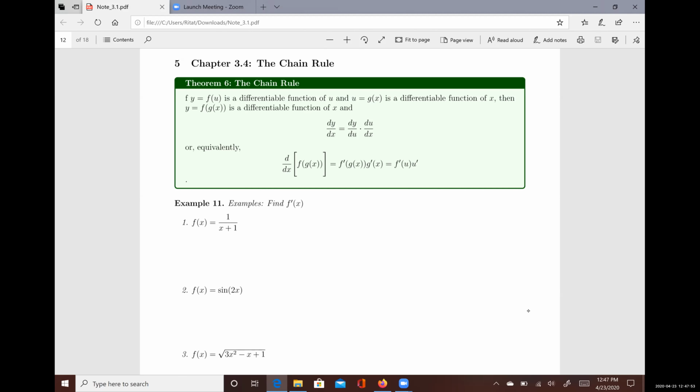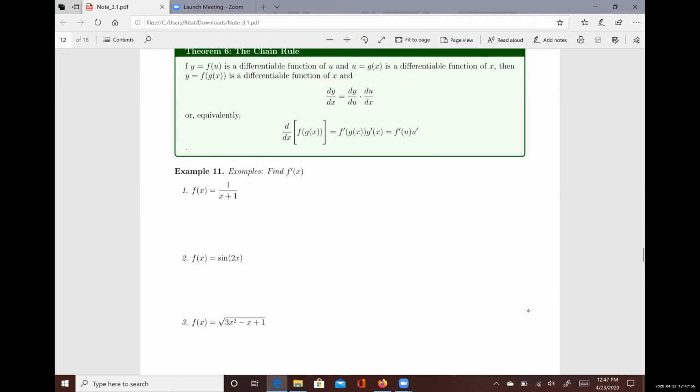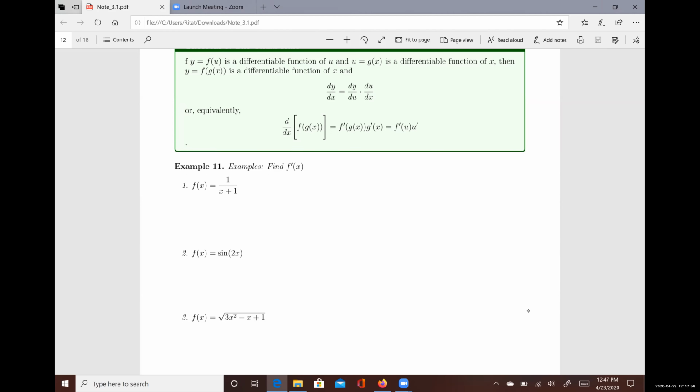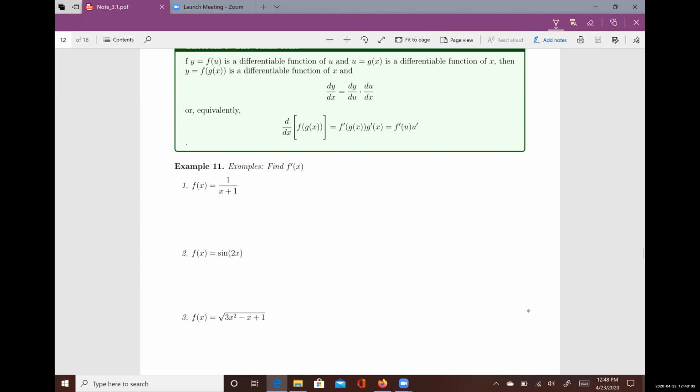So the first example is example number 11. You want to find the derivative of f of x equals 1 plus x. Okay, so first I have to identify what u is and what f is, in terms of the composite function here. If you look at these functions, the basic function of these functions is 1 over x.